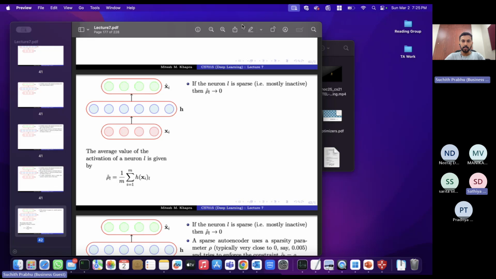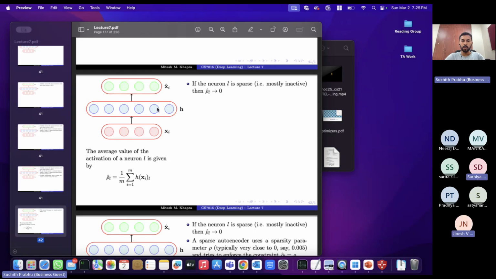The activation that we're using here is sigmoid, so we'll get a number between 0 and 1. We can see them as probability values. And we are computing this average. In this case there were 6 values, which are outputs of the sigmoid function. We average all the 6 values and get this rho hat. And this will tell us the sparsity.